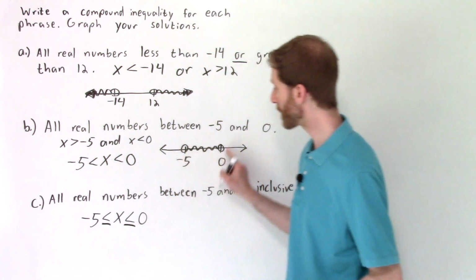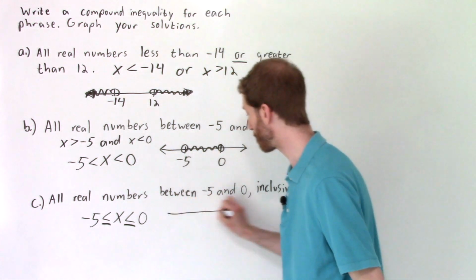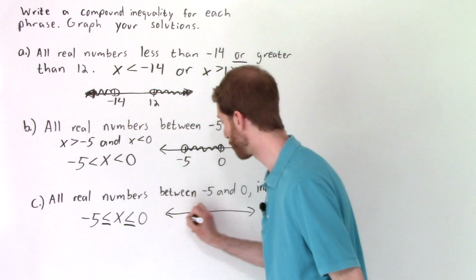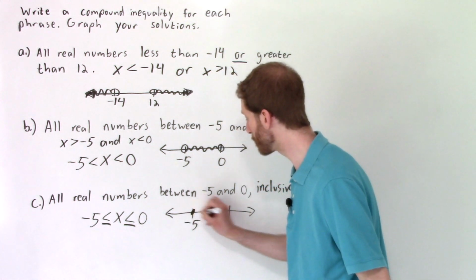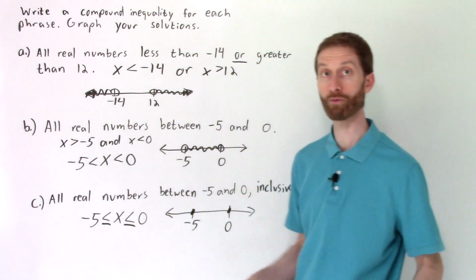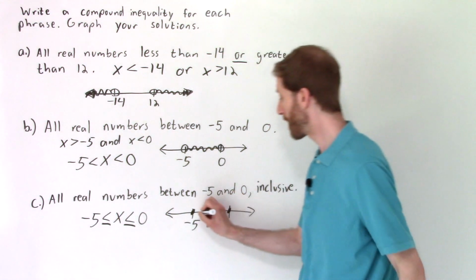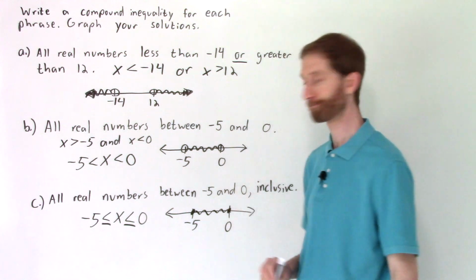Well, you literally take this graph here, the very same graph, because you have the same endpoints for the same reasons at -5 and at 0, and include the endpoints because we have less than or equal to, inclusive. And then we want all the numbers in between.